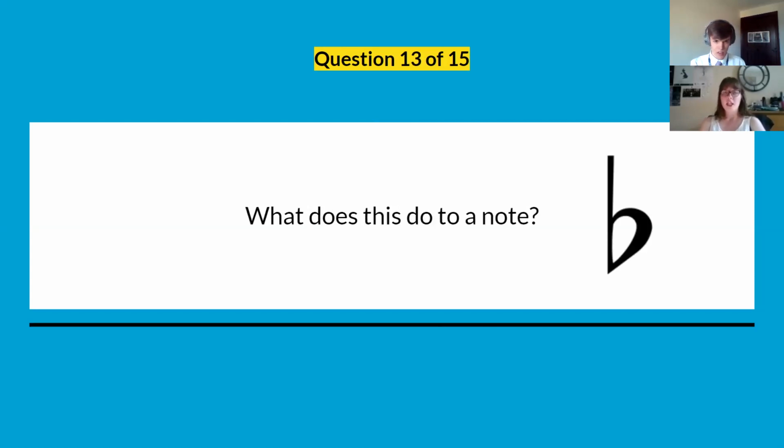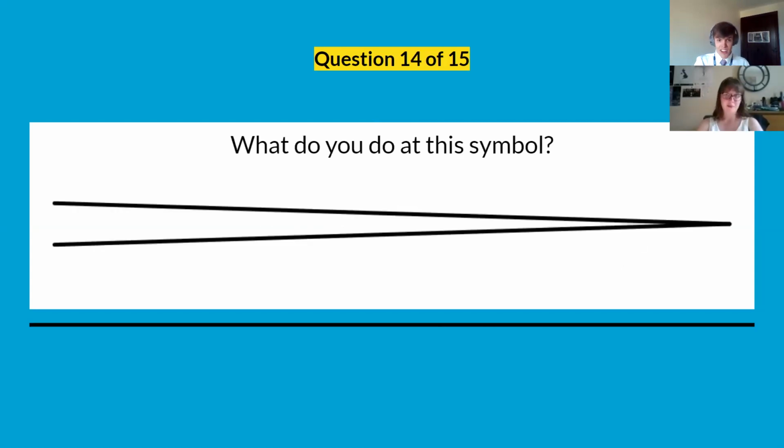Question number 13. What does this symbol do to a note? Think about the sharp question of last week. This is in a similar vein. We've got this strange pointy B shape. What does it do to a note? Question number 14. We've got a very big picture of a symbol here. What do you do when this symbol comes up on the score? It's what we call a hairpin, because it looks like a hairpin. What do you do at that symbol when you see it in music?